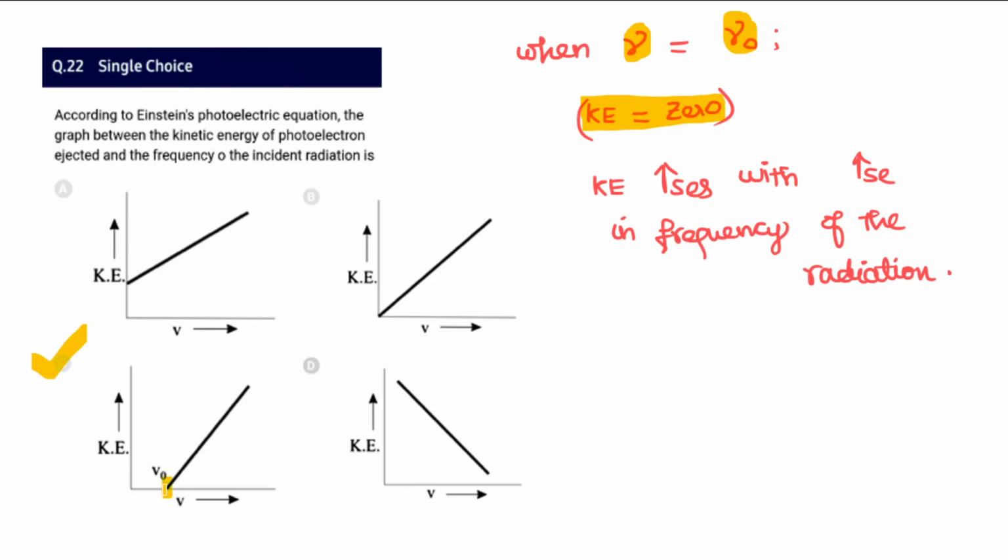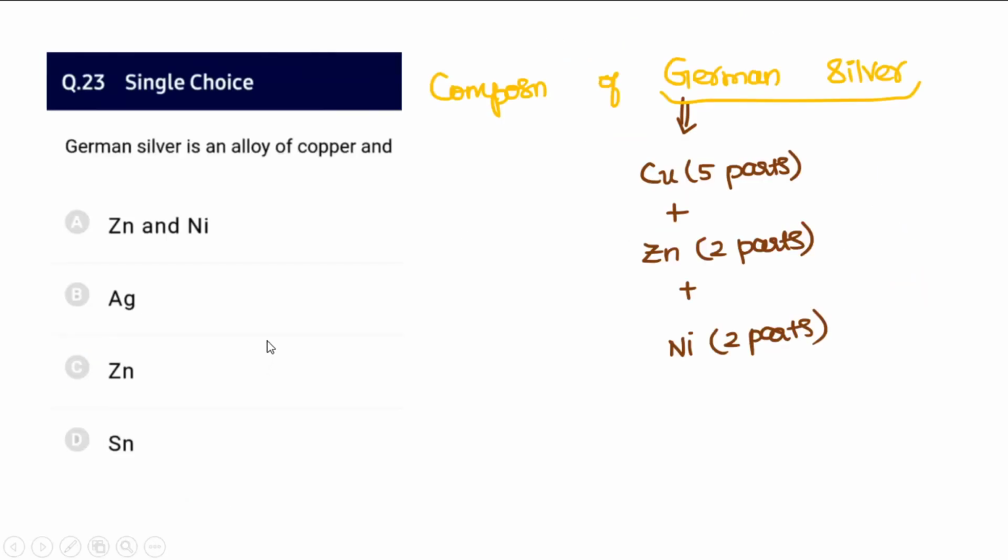So at kinetic energy equal to 0, this is the point at which the kinetic energy is 0, for which nu equals nu naught. And with increase in frequency, we may say the kinetic energy keeps on increasing. So for 22, option C is the correct one.